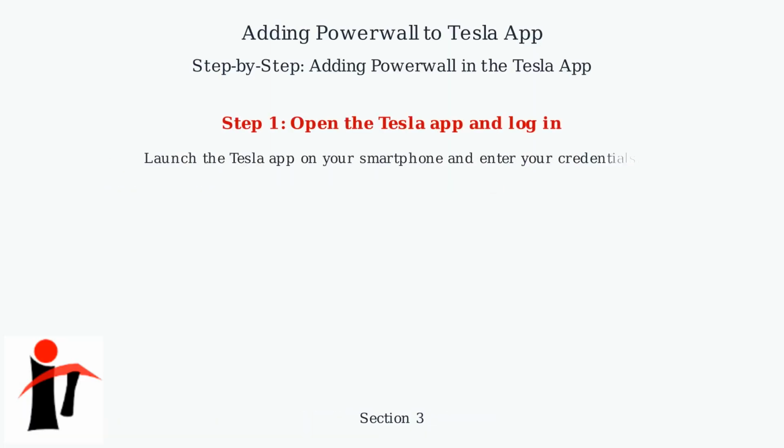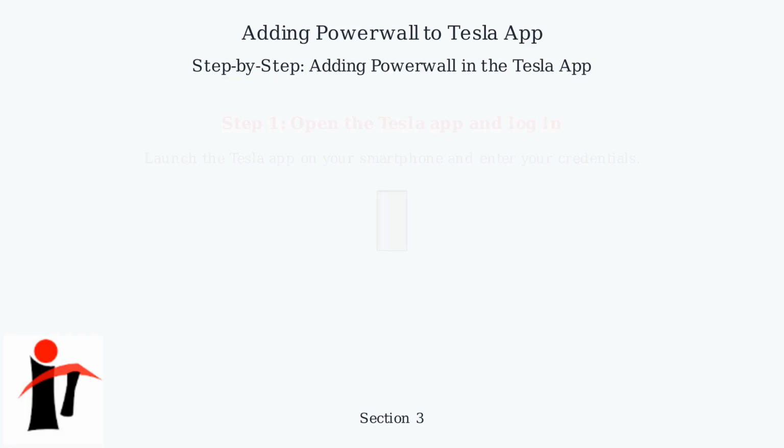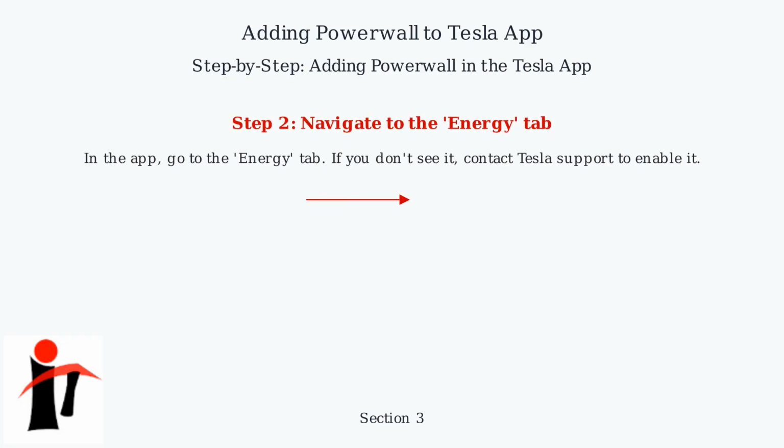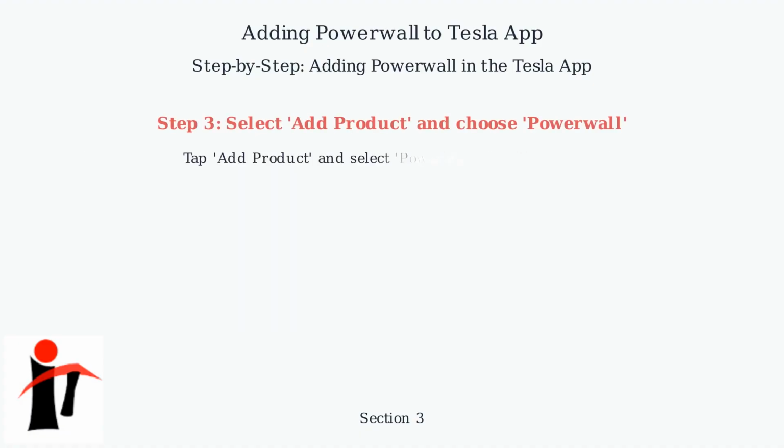First, open the Tesla app on your smartphone and log in with your Tesla account credentials. Next, navigate to the Energy tab within the app. If the tab is not visible, please contact Tesla support to have it enabled for your account. Then, select Add Product from the menu and choose Powerwall as the product you want to add.